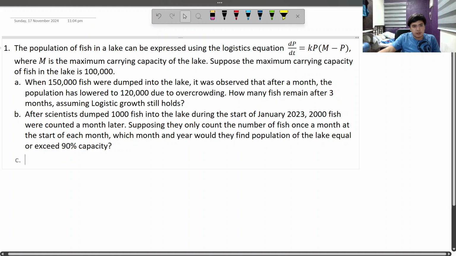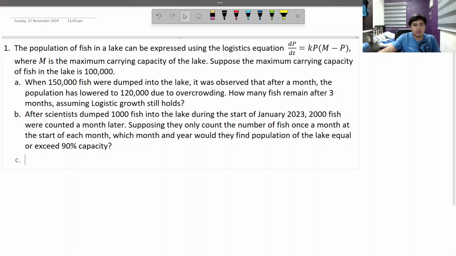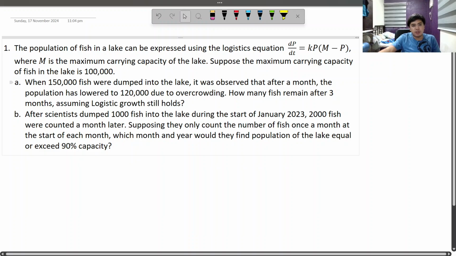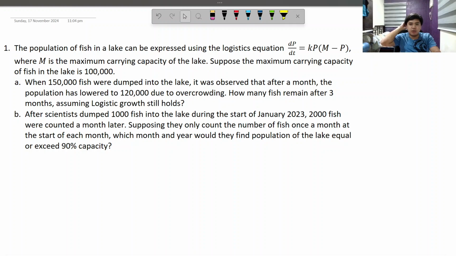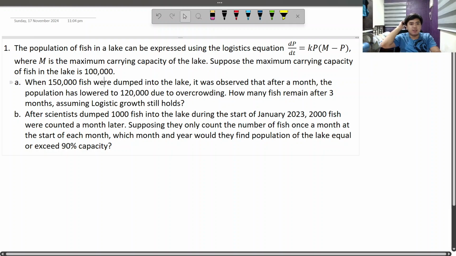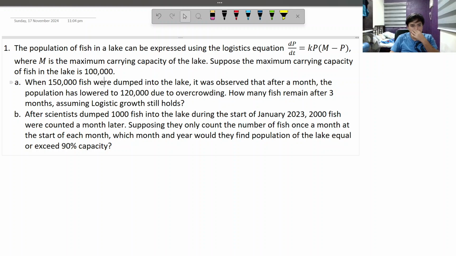Next, suppose the maximum carrying capacity of the fish in the lake is 100,000. When 150,000 fish were dumped into the lake, it was observed that after a month, the population had lowered to 120,000 due to overcrowding. How many fish remain after 3 months, assuming logistic growth still holds? At this point, it's not logistic growth anymore, it's logistic decay, since the population is going down.